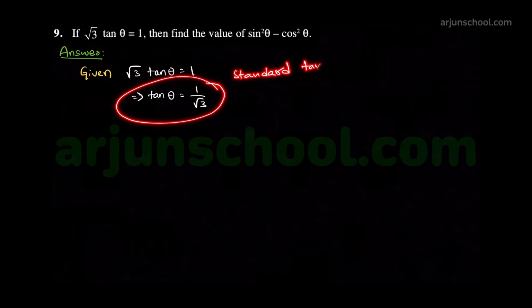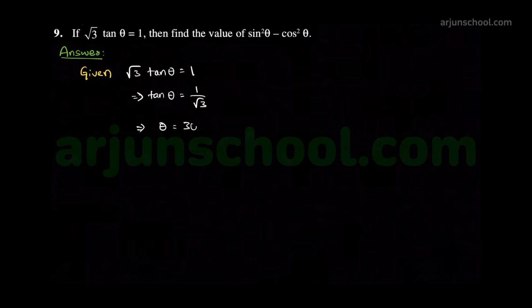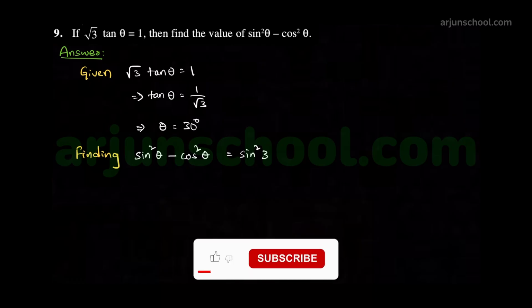This is a standard tan value which we know. That implies theta is equal to 30 degrees. Now let us find the value of the given expression sin² theta minus cos² theta. That is equal to sin² 30 degrees minus cos² 30 degrees.